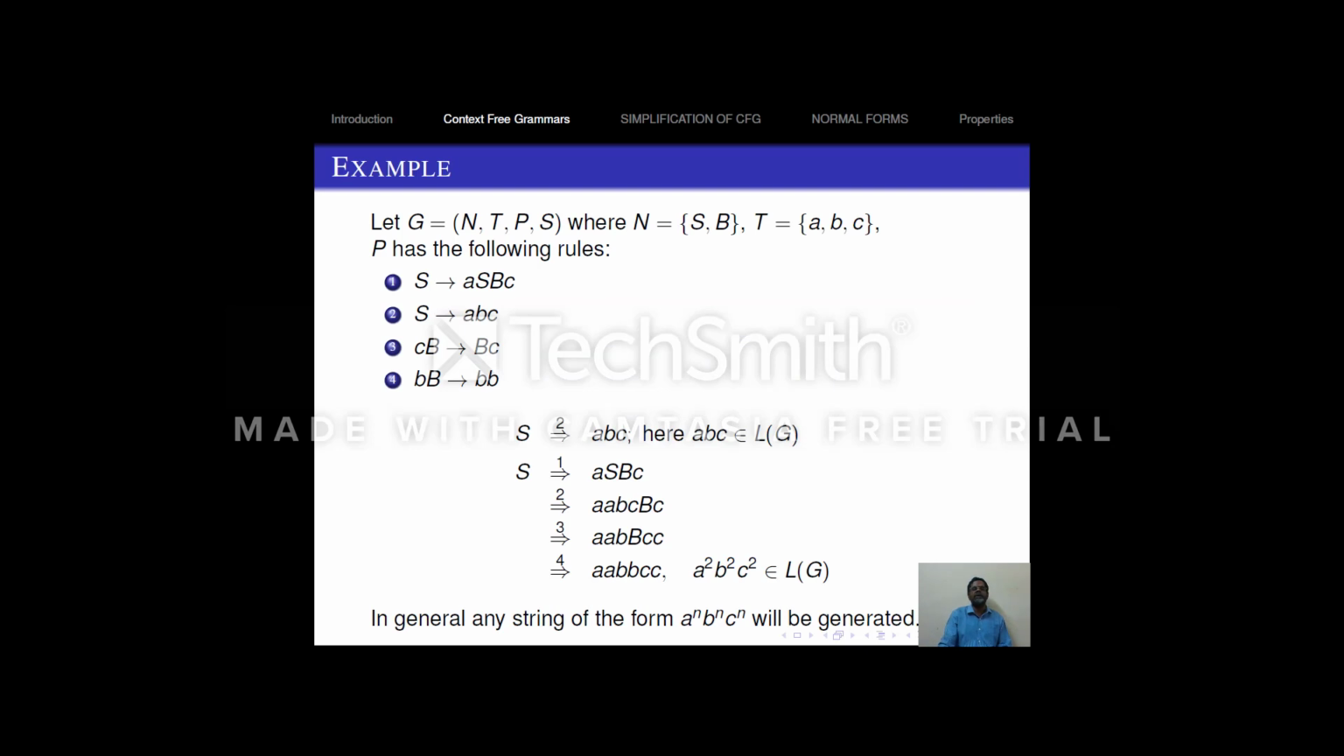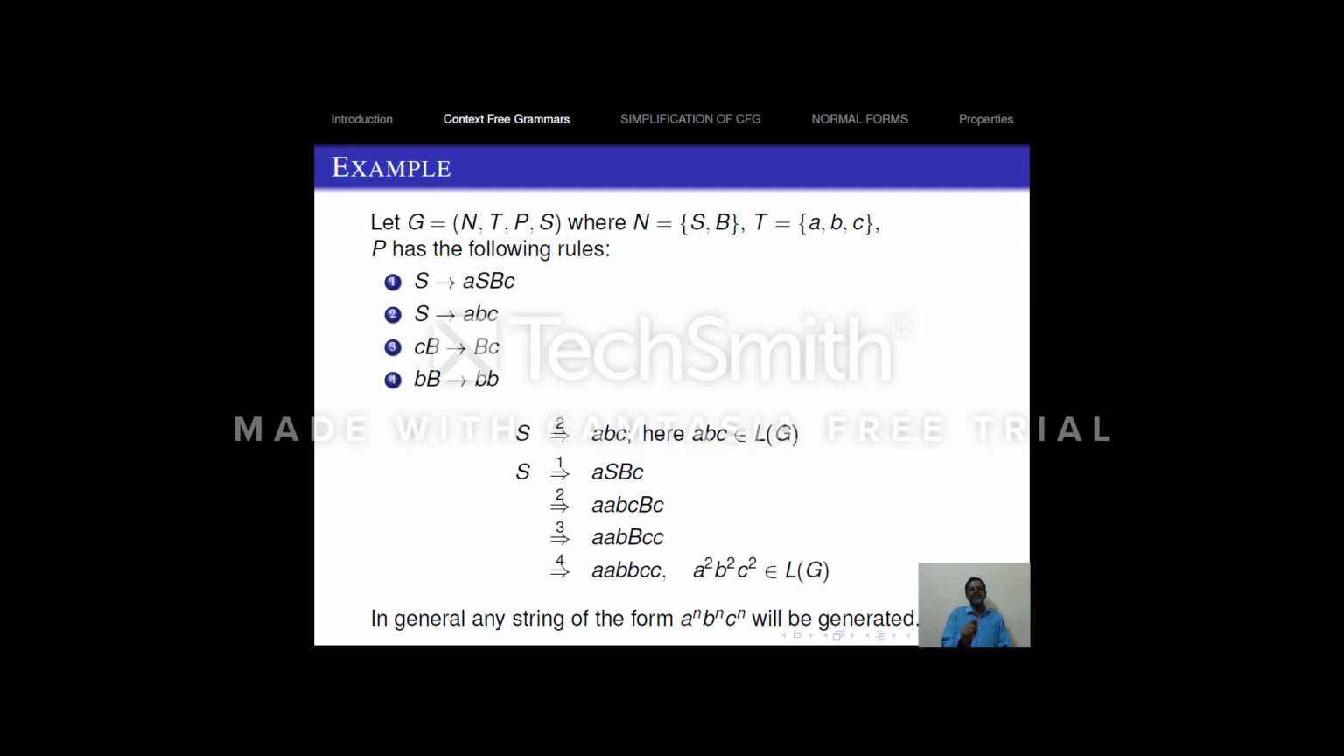Then coming back to another example. So now I want to generate A power n, B power n, C power n. So now G is equal to N, T, P, S, where N is equal to S and B and T is equal to a, b, c. What we did in the case of A power n, B power n is ASB will generate A power n, B power n. In that sense, we are having this type of thing. S goes to ASB. So S goes to ABC.